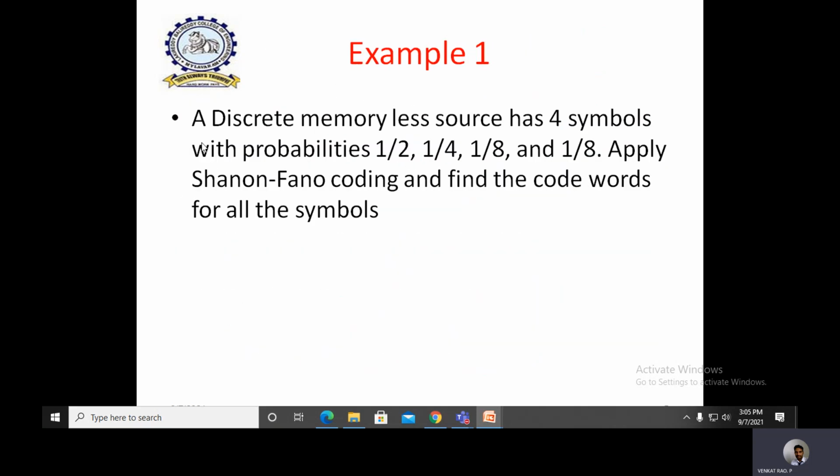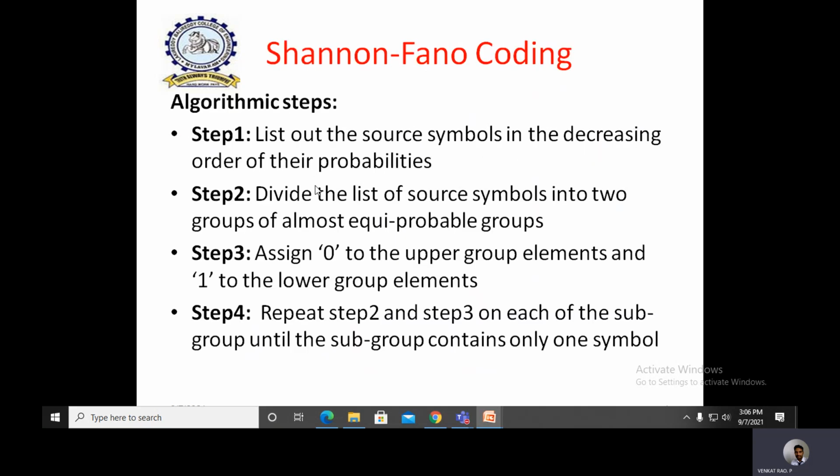For example, a discrete memoryless source has 4 symbols. That means it is generating 4 symbols, x1, x2, x3, x4. We can assume like that. And having the probabilities 1 by 2, 1 by 4, 1 by 8, 1 by 8. So 4 probabilities are also given. Apply Shannon-Fano coding and find the code words for all the symbols. Now let us implement this by using this procedure.